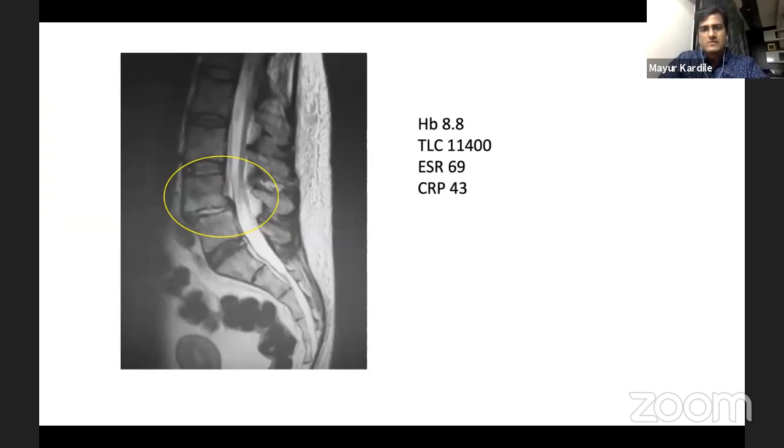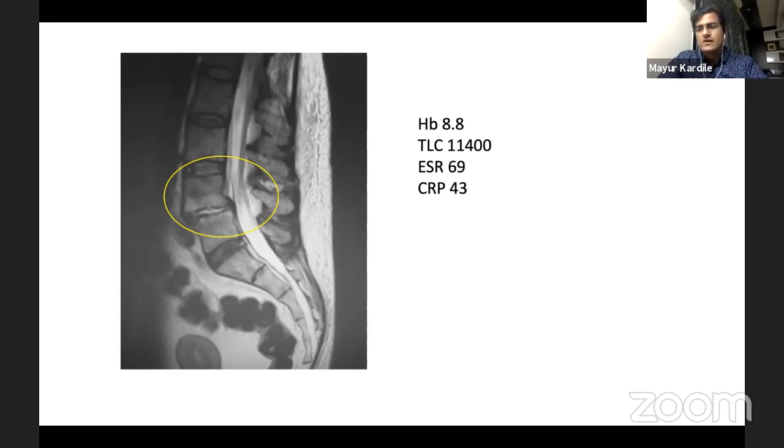Her hemoglobin was 8.8, platelets slightly risen, ESR 69, CRP 43. Now, when I spoke to the nephrologist, he said that with hemodialysis, these parameters may not be too significant, but still I had a very high index of suspicion. I told the patient that this could be infection.